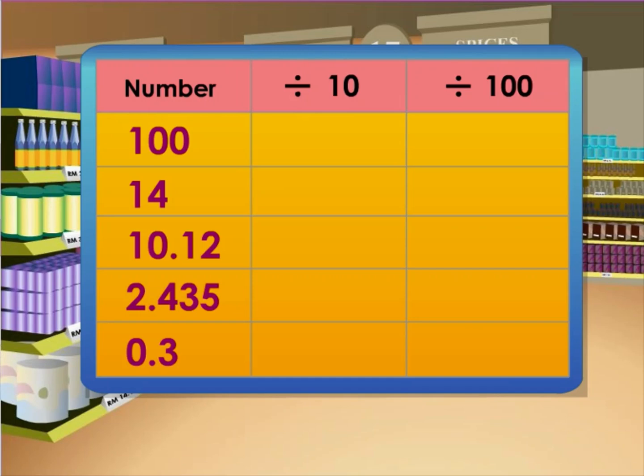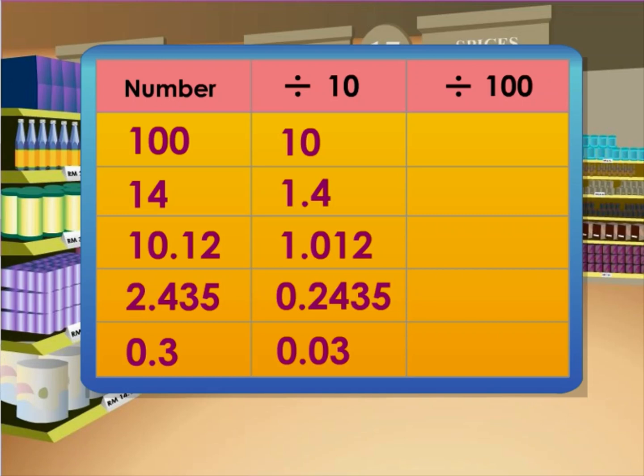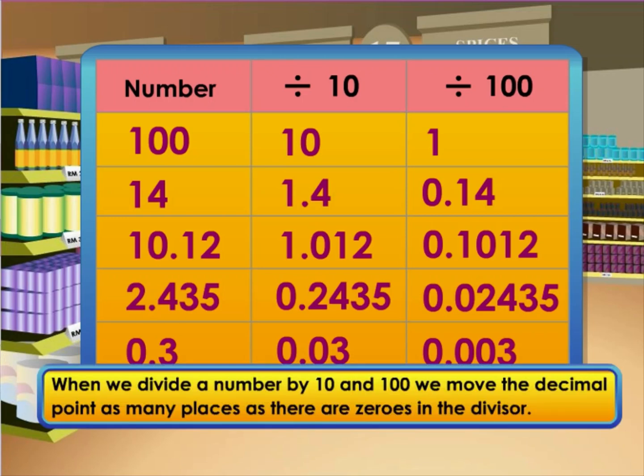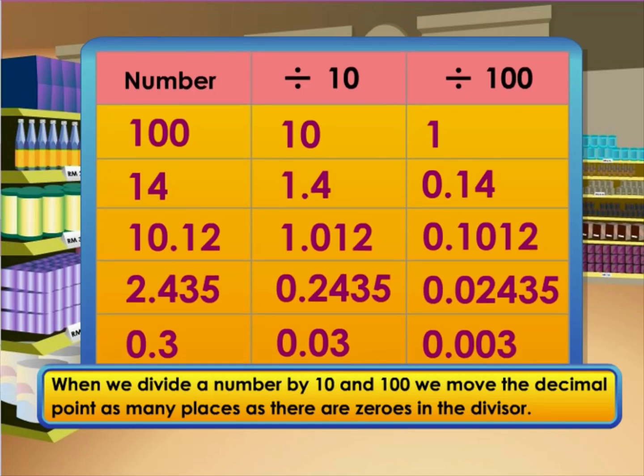Let us look at what happens when we divide a decimal number by 10. Look at this table. What happens to the numbers when they are divided by 10? What can you say about the decimal point? Yes, the decimal point moves one place to the left. Look at what happens when we divide a number by 100. What can you say about the decimal point? When we divide a number by 10 and 100, we move the decimal point as many places as there are zeros in the divisor. If there are not enough digits, add on zeros.